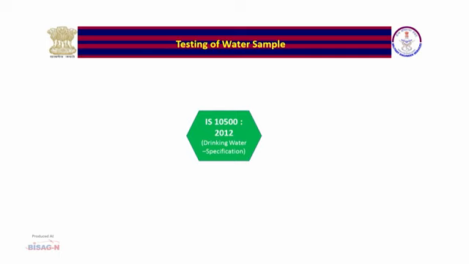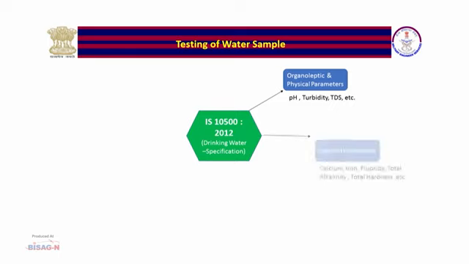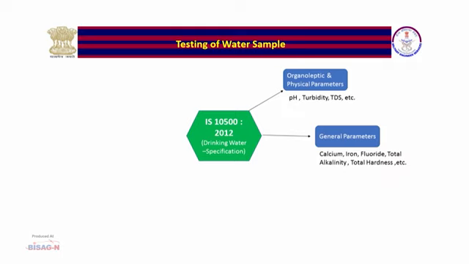The requirement and parameters specified in the standard are grouped in 6 categories. First is organoleptic and physical parameters such as pH value, turbidity, total dissolved solids, commonly known as TDS. Second is general parameters concerning substance undesirable in excessive amounts such as calcium, iron, fluoride, total alkalinity, total hardness, etc. Third is parameters for toxic substances such as cadmium, lead, mercury, total arsenic, etc.